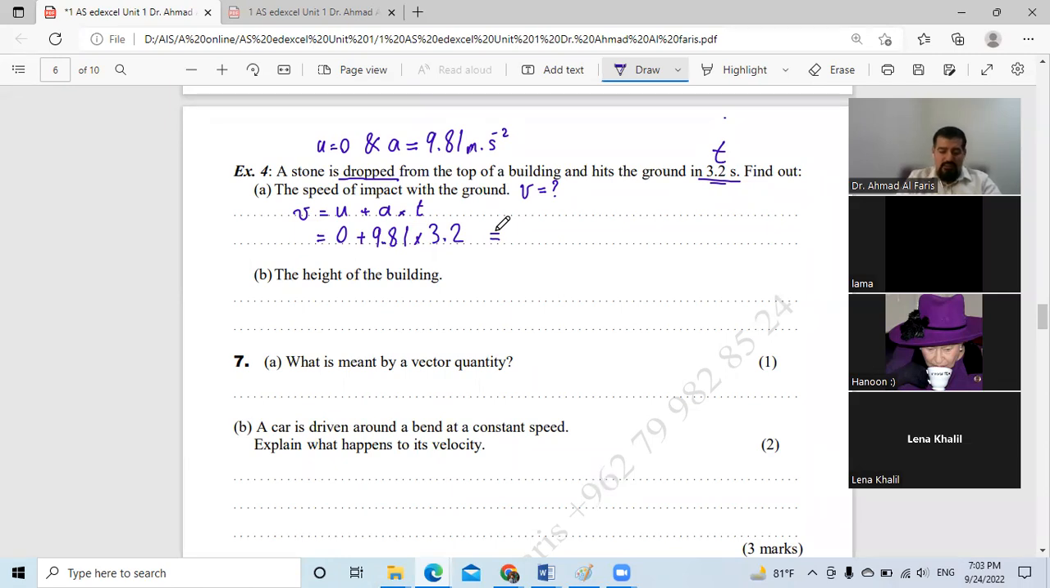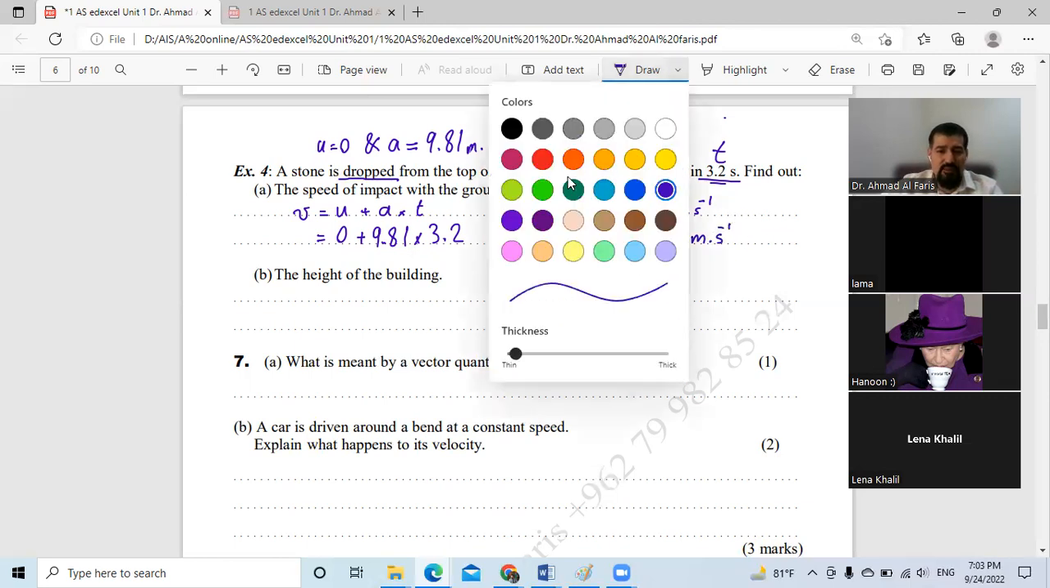Okay, now I'm not going to write down the whole answer, 31.392. No. I'm going to write it in 2 different ways. I'm going to write it as 31 meters per second or 31.4. Why 4? The 9 rounded up. So I'm going to write it as 2 or 3 significant figures. So this is the speed of impact with the ground.